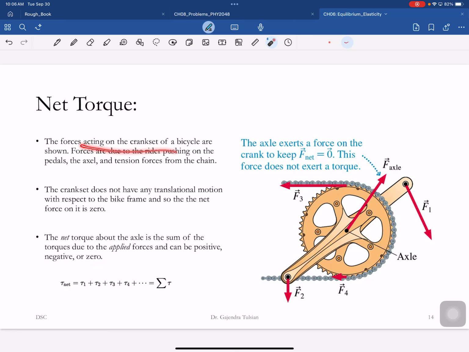So the forces acting on a crankshaft are shown. The net torque on the axle is the sum of the torques due to all the applied forces. And this sum can be positive, negative, or zero. If it's negative, it'll rotate clockwise. If it's positive, it'll rotate counterclockwise, and so on.